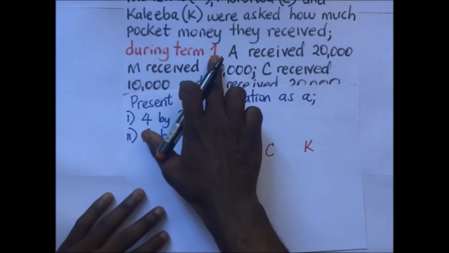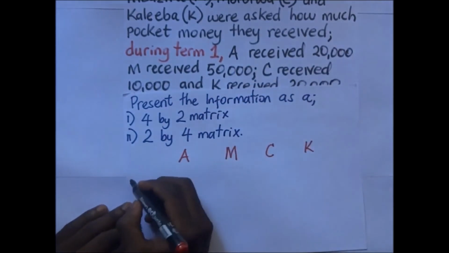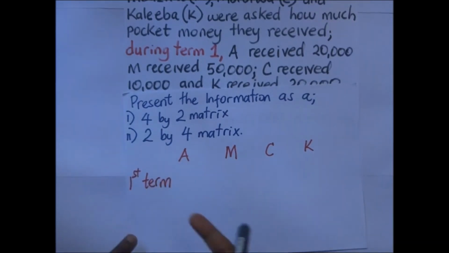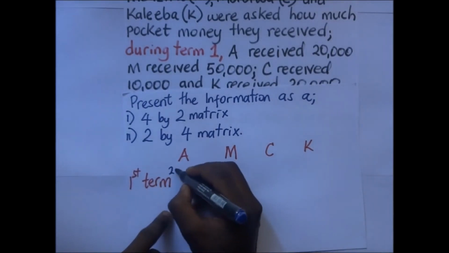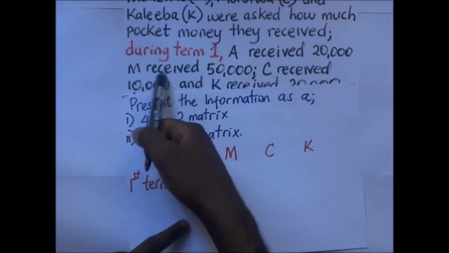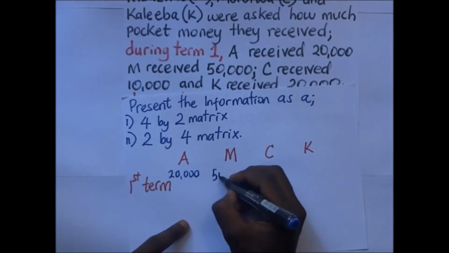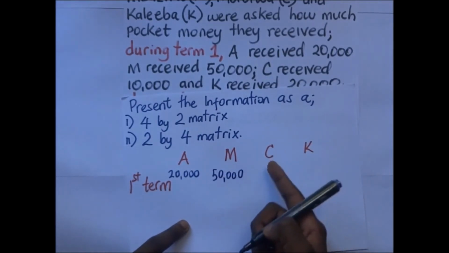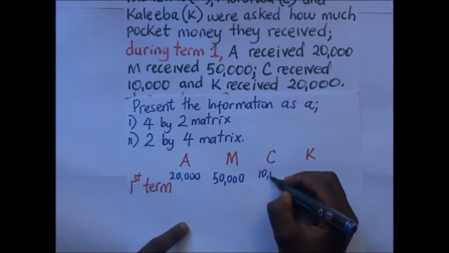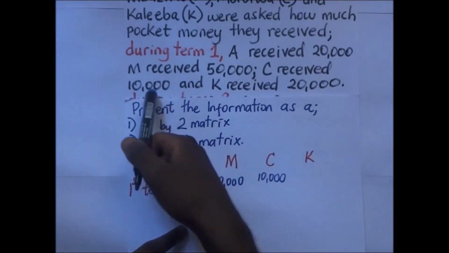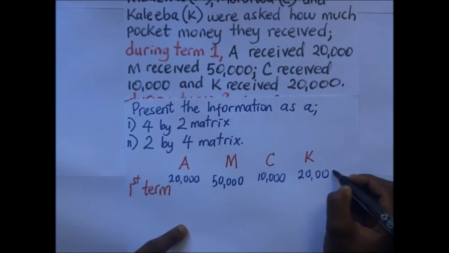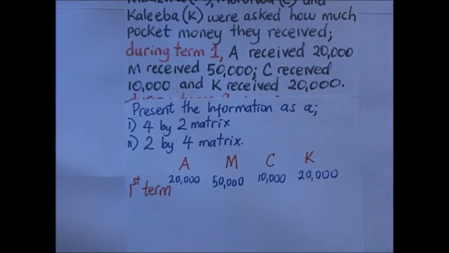Now during the first term, A received 20,000. So we shall say during term 1. During the first term, A received 20,000. M received 50,000. C received 10,000. And K received 20,000. That is in the first term.